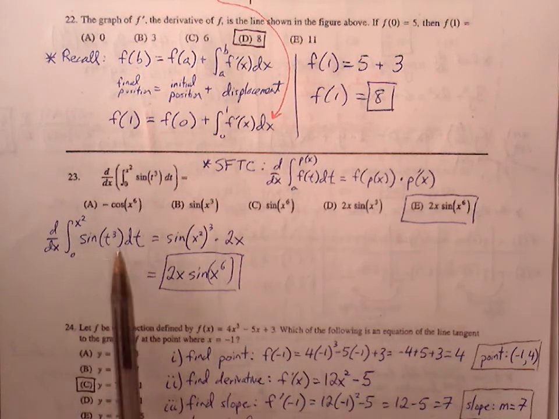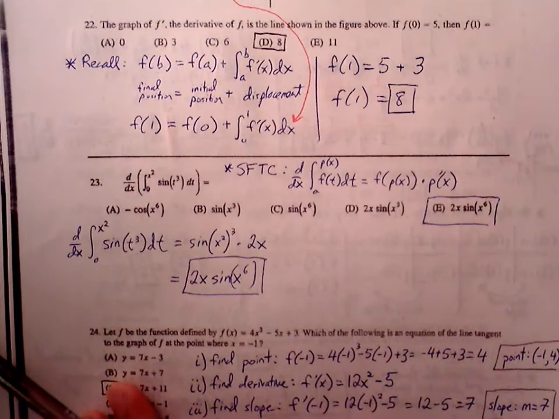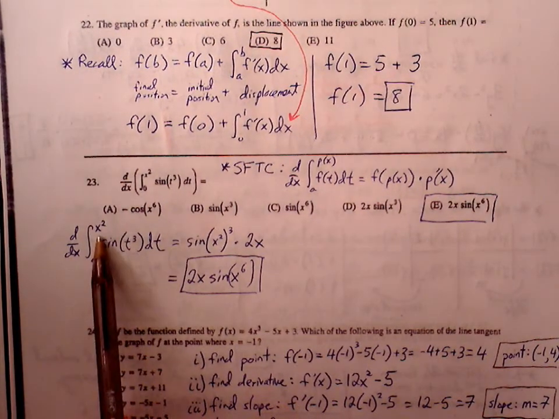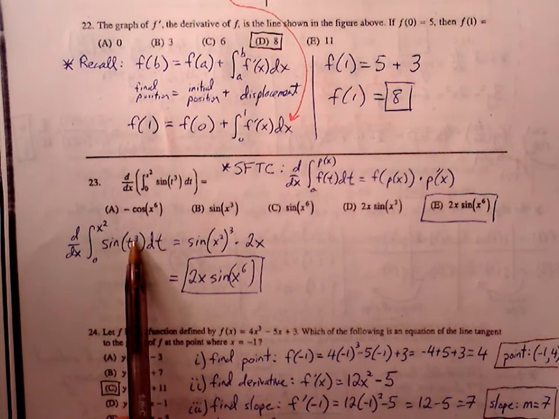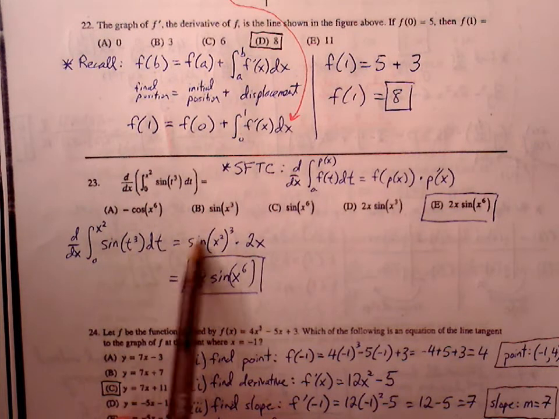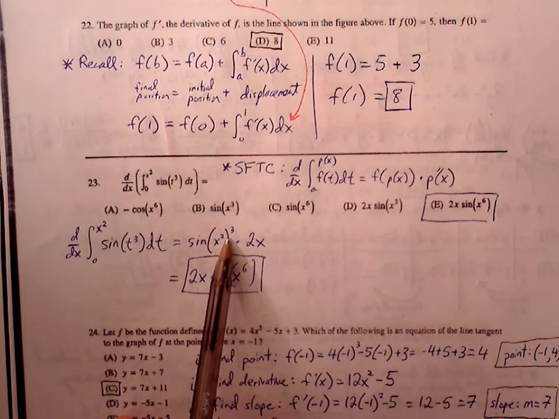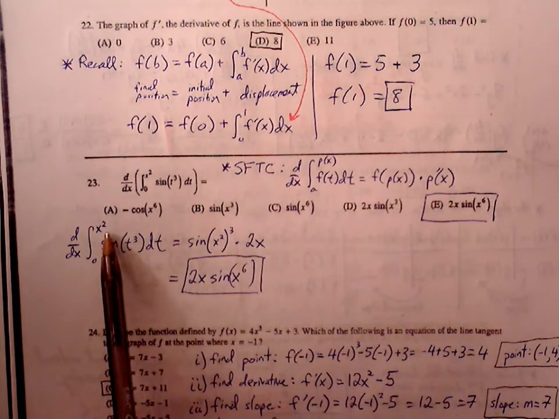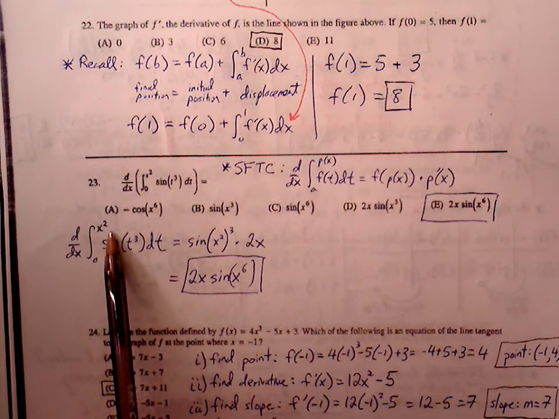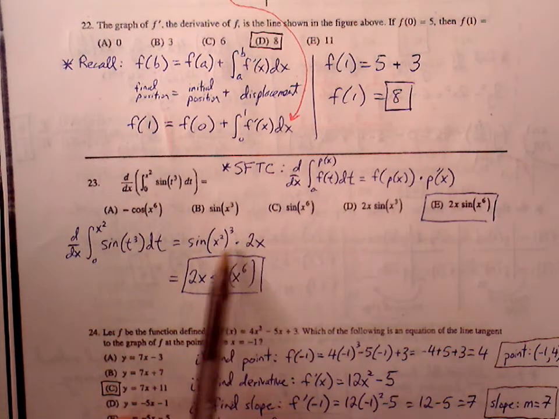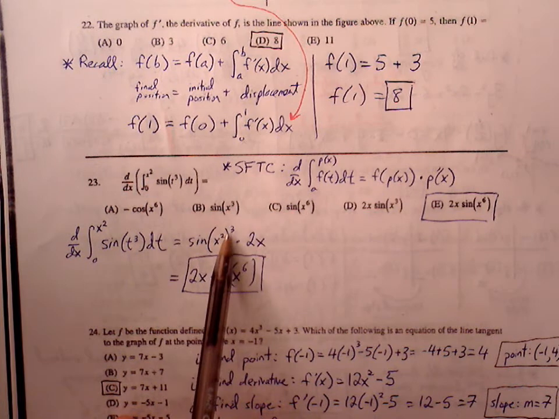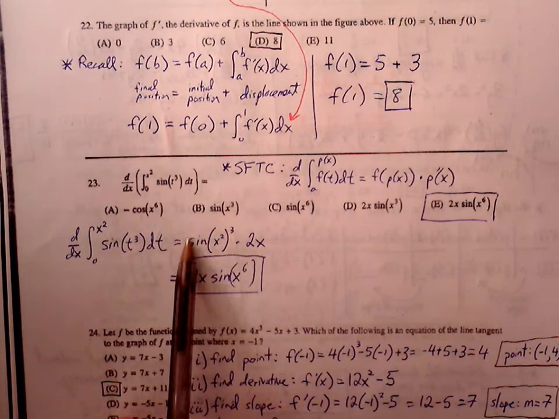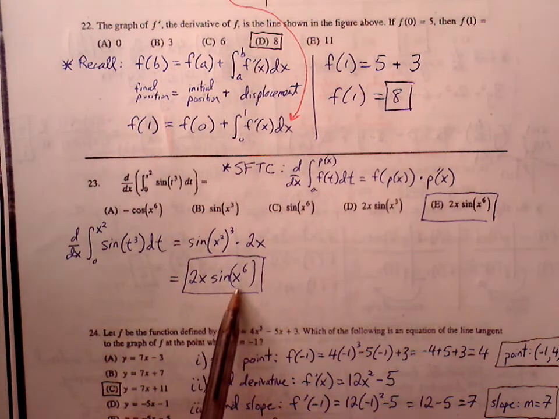So if I have sine of t cubed, this upper bound will get plugged in for t, so sine of x squared, cubed, times the upper bound's derivative, p prime. So x squared's derivative is 2x, so times 2x. We have two exponents here, we can multiply them, so sine of x to the 6th. I can push the 2x in front, so 2x sine of x to the 6th power.